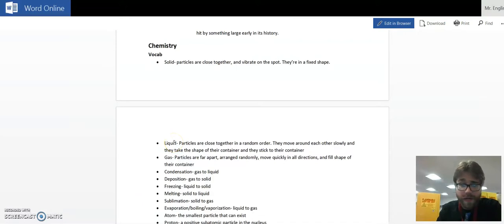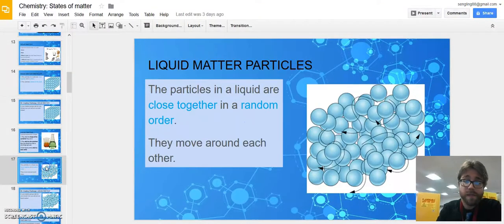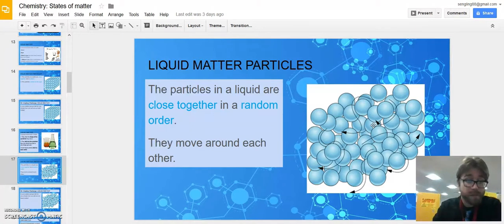Next review item is liquid. The particles in a liquid are in a random order and they move around each other very slowly. A liquid takes the shape of a container and tends to stick to the container. So remember, for a liquid, particles are close together and they're always moving. That's a liquid. See, they're close, but they're moving around each other.